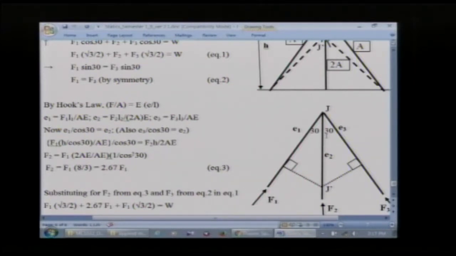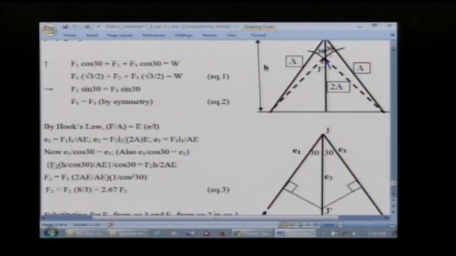Okay? So E1, E2 and E3 are the deformations, right? Now we have never required deformations before to find forces, but now we need deformations. That's what happens when you have indeterminate structures, right? Okay, now we have to go to Hooke's law, right? So by Hooke's law, stress equals strain, right? So stress is force divided by area, right? Now here the areas also I have changed just to make it a little more interesting. So this is A, and the central one is 2A, right?